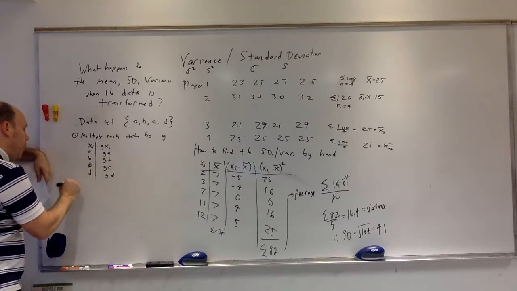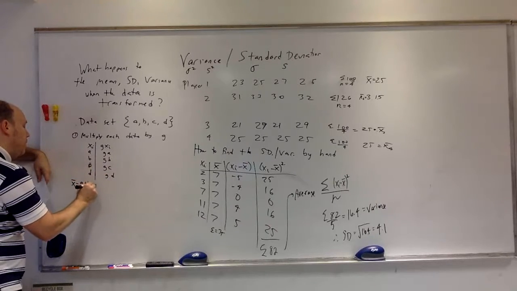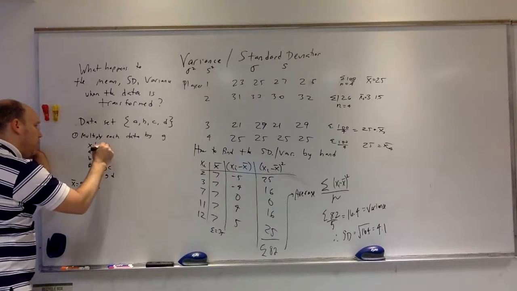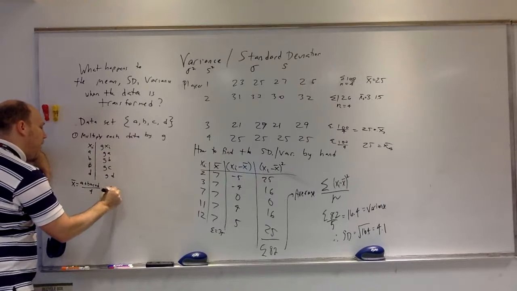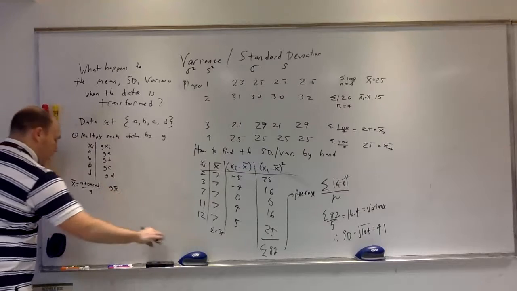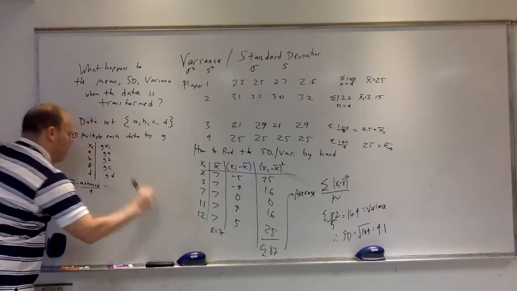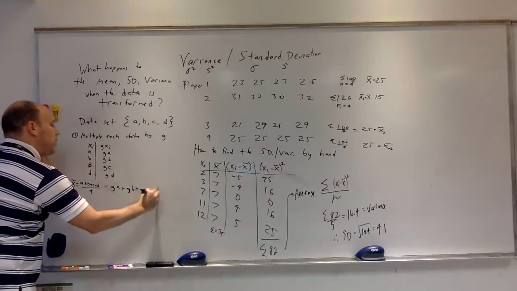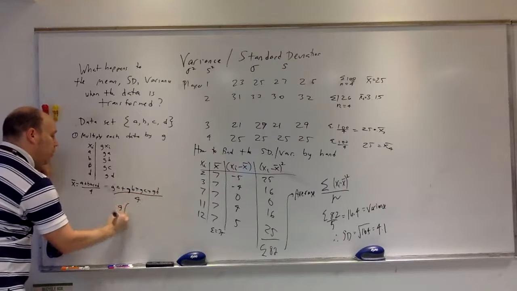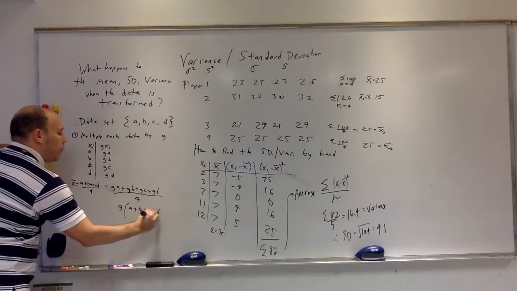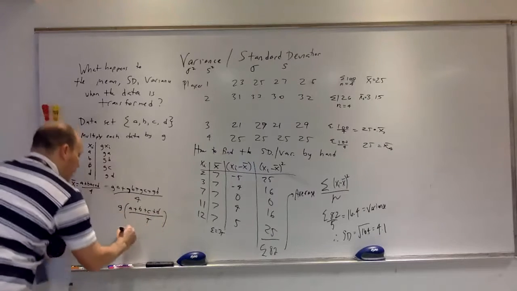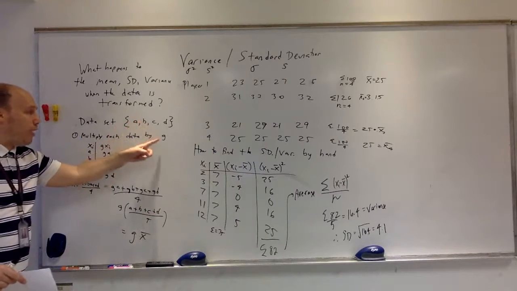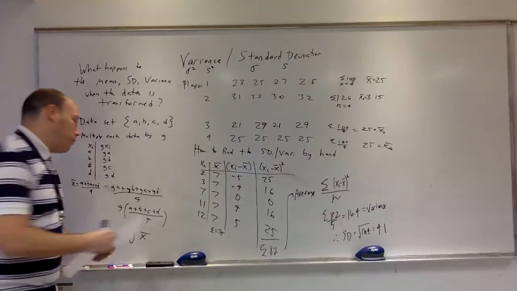So what's the mean here? If the mean here is A plus B plus C plus D over 4, what's the mean of this new GX? This is GA plus GB plus GC plus GD over 4, which is equal to G times A plus B plus C plus D over 4. Final answer, this is equal to G times the average. So when we multiply every piece of data by G, we multiply the mean by G. Let's go on.